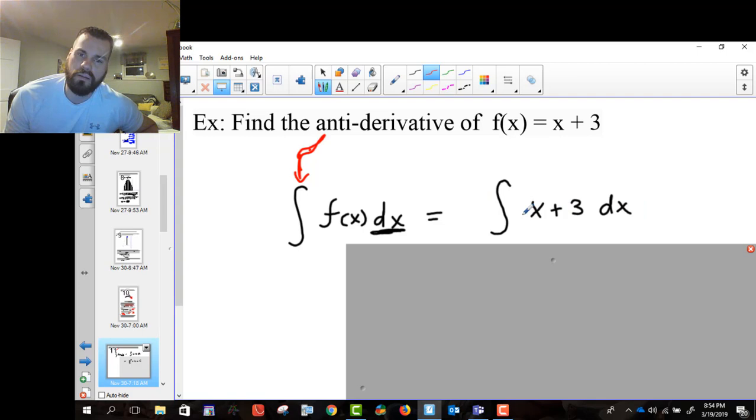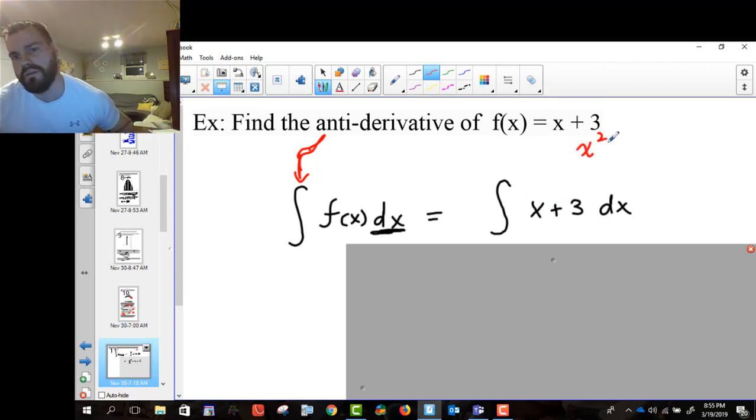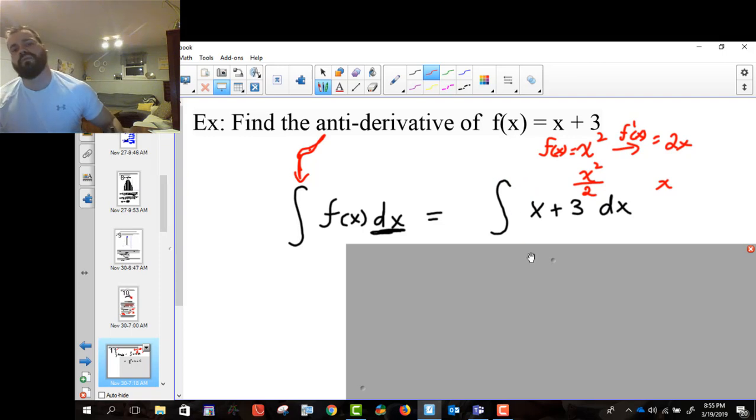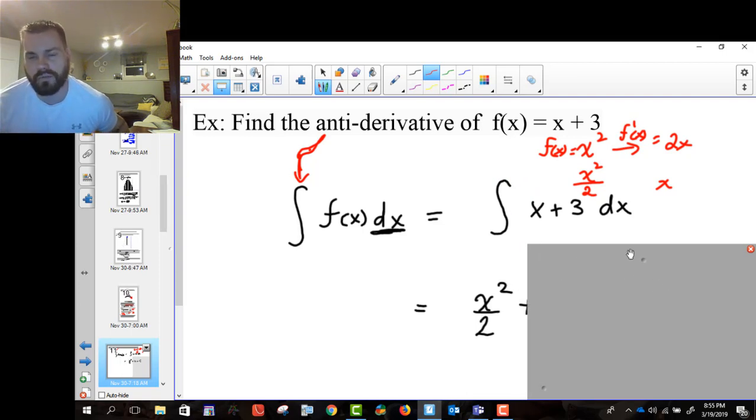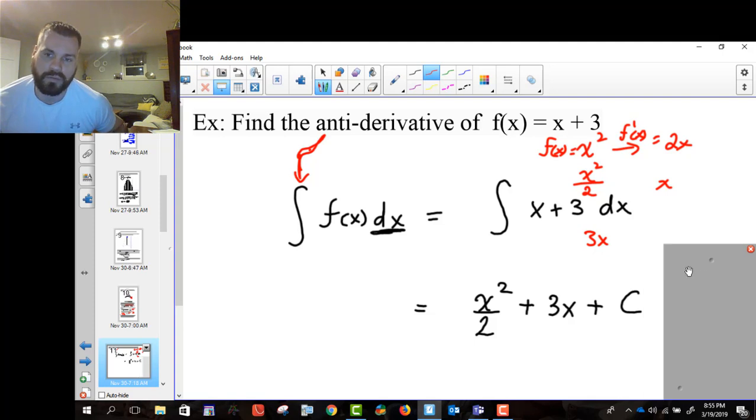So I have to think about the derivative of what is x. We know the derivative of x squared, if this is f of x, f prime of x would be 2x. So the derivative of x squared divided by 2 should give me x. Okay, so you can reason backwards. That's essentially what we're doing. And with 3, if we want the 3 to stay, then we need a 3x. And then we always put a plus c.